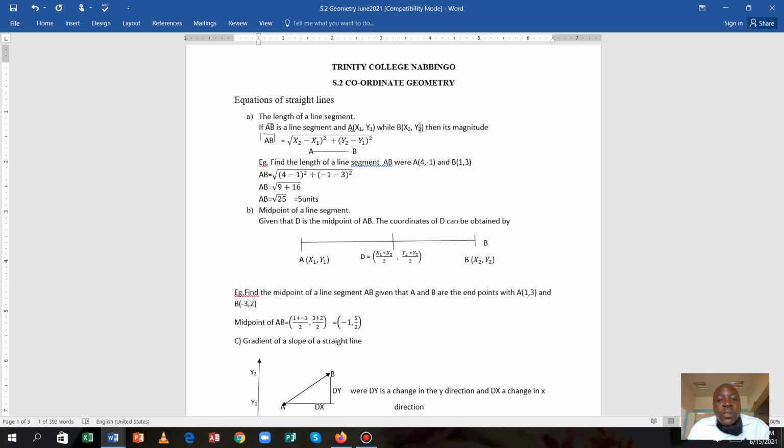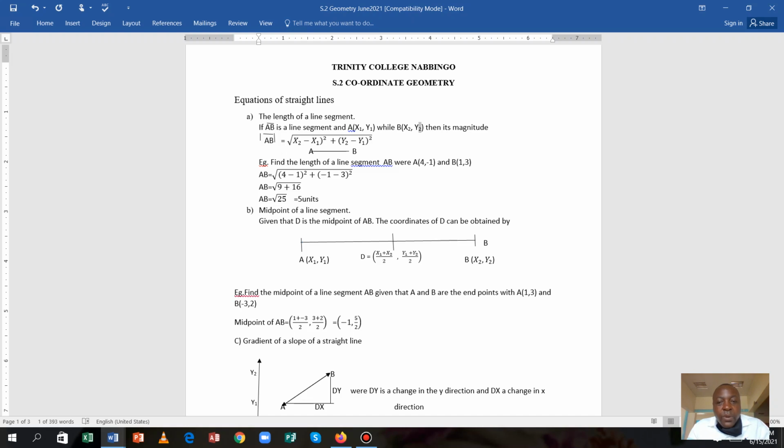So for us to get the magnitude or the length between AB, those 2 points A and B, we shall get a difference in their x coordinates. We square the result plus the difference of their y coordinates squared. I repeat, we sum the square of the differences of the x coordinates and y coordinates. Thereafter, we take the root.